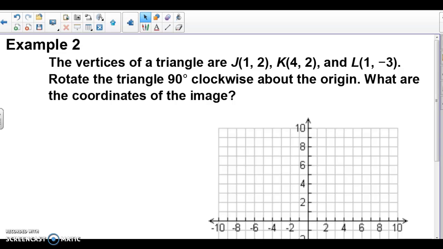Today we're going to work on rotations around the origin 90 degrees clockwise and 90 degrees counterclockwise. These are pretty difficult overall. We'll do a lot of practice with this, so if you don't get it after today, don't worry.